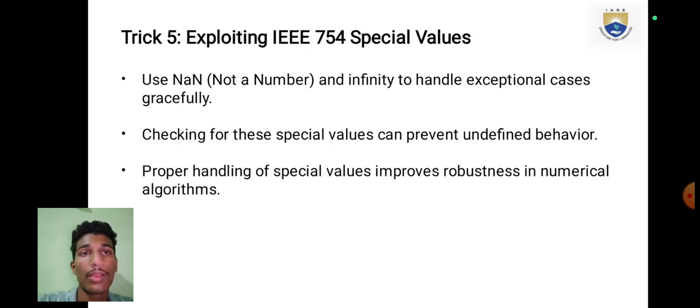Trick 5. Exploiting IEEE 754 special values, using NaN, not a number, and infinity to handle exceptional cases gracefully. Checking for these special values can prevent undefined behavior. Proper handling of special values improves robustness in numerical algorithms.